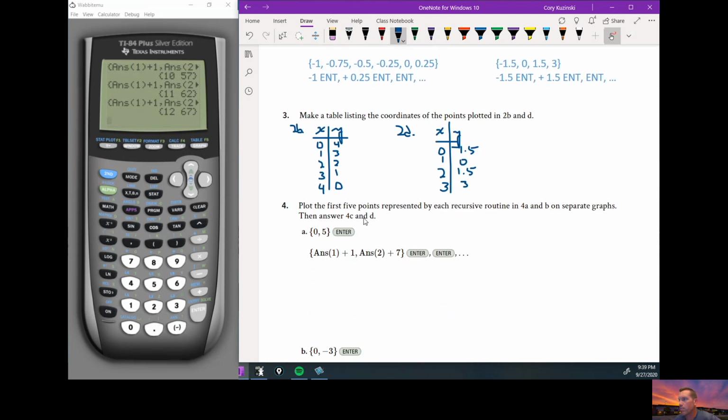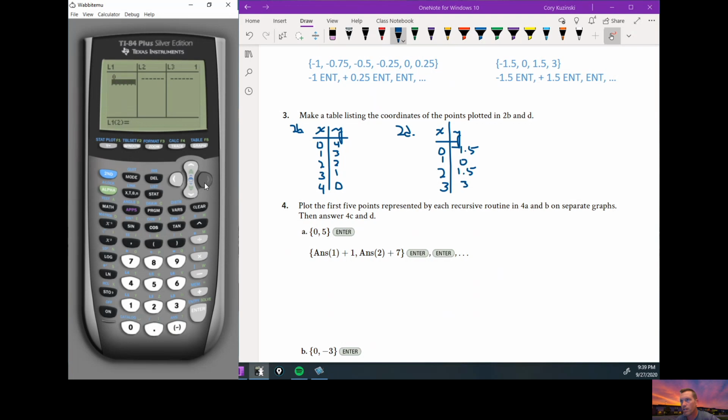Okay. 4 says plot the first 5 points represented by each recursive rule in 4A and 4B on separate graphs, then answer 4C and 4D. So I think what I'm going to do is do this on the graphing calculator. I'm going to enter these points in. We haven't talked a lot about this, but this will be the easiest way for me.